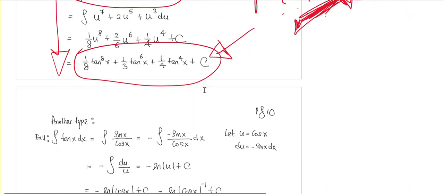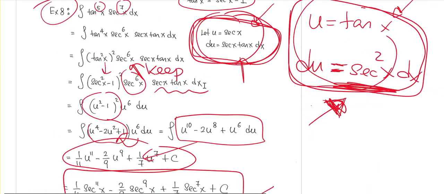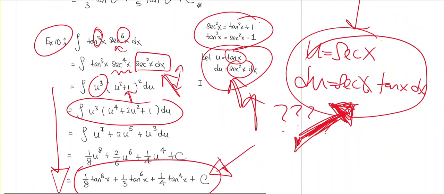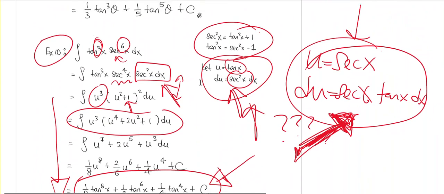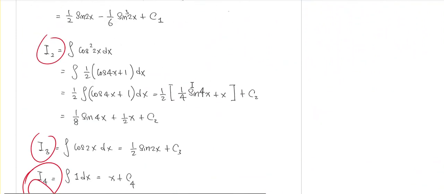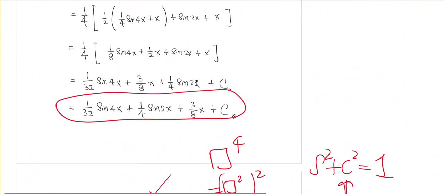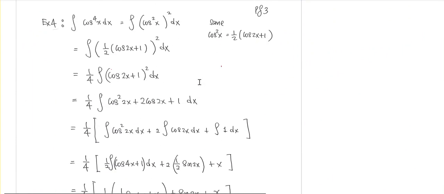Cool. So right, we are basically seeing all this so far. All these 10 examples show us that we are actually all using the u substitutions, and if not u substitutions, we are using the double angle formulas. So this is actually what we have been doing.